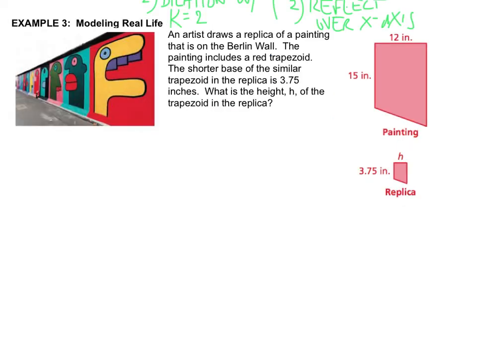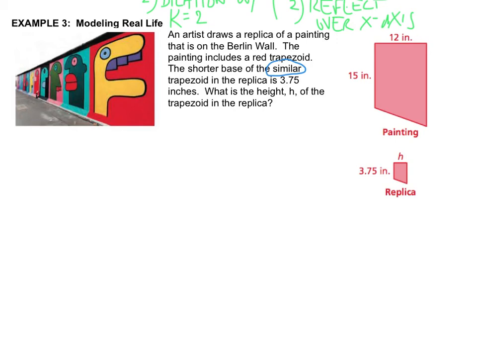And lastly, here's where we really want to talk about this word proportion. So an artist draws a replica of a painting on the Berlin Wall in Germany. The painting includes a red trapezoid. The shorter base of the similar, important word there, trapezoid in the replica is 3.75 inches. What is the height of the trapezoid in the replica?